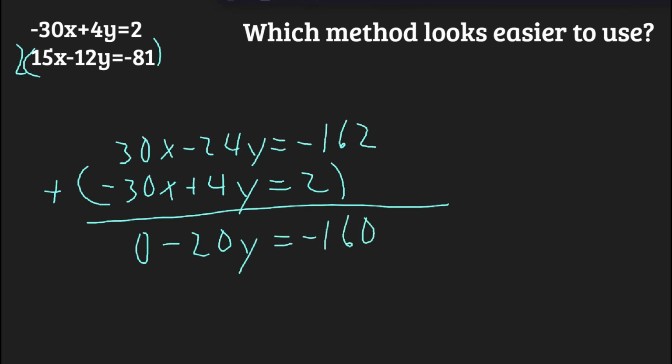So now I'll just divide both sides by negative 20. If I divide both sides by negative 20, so 160 divided by 20 is just going to be equal to 8.